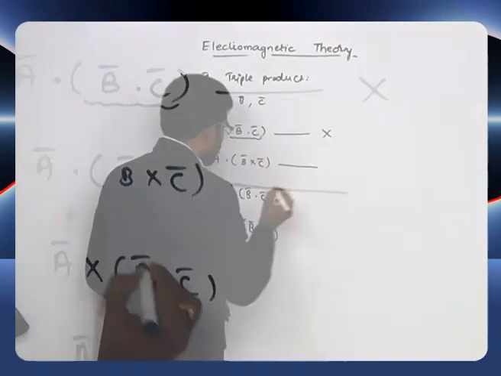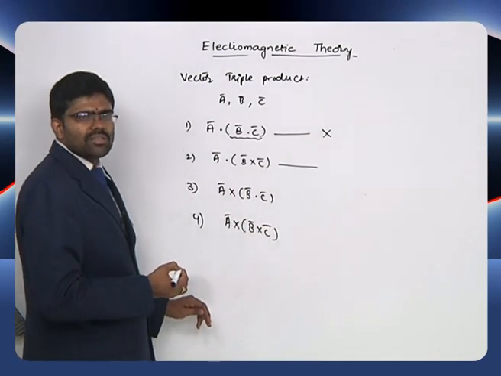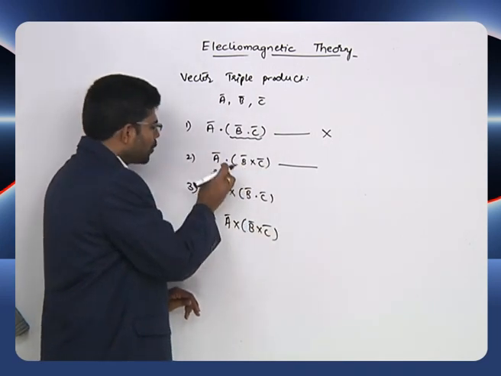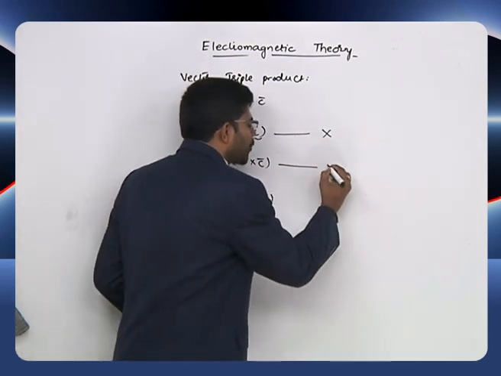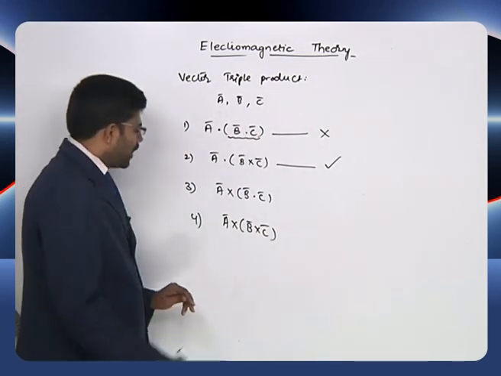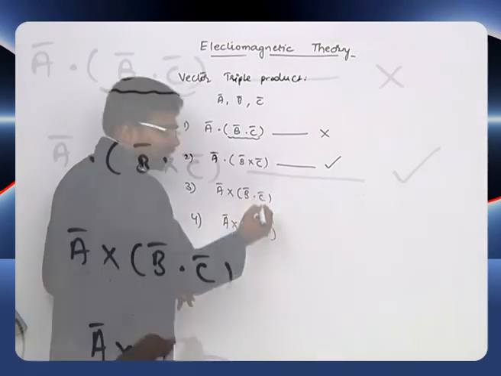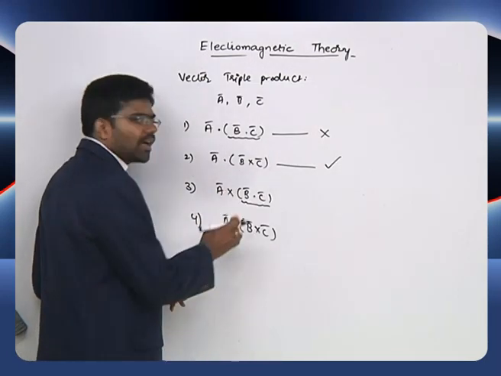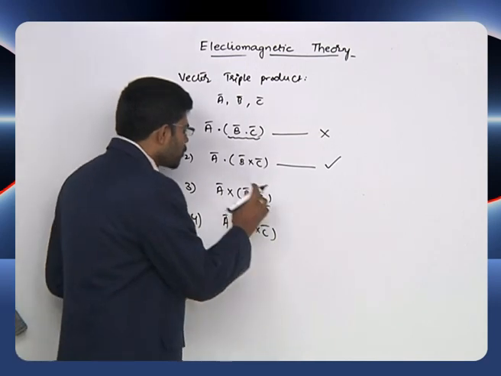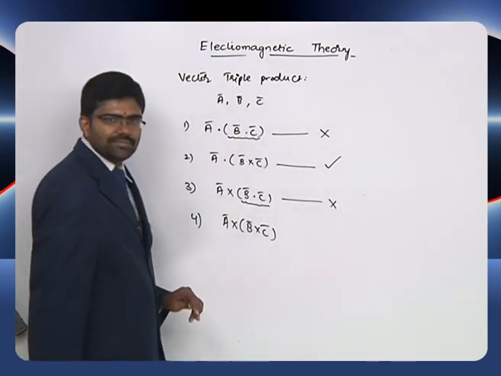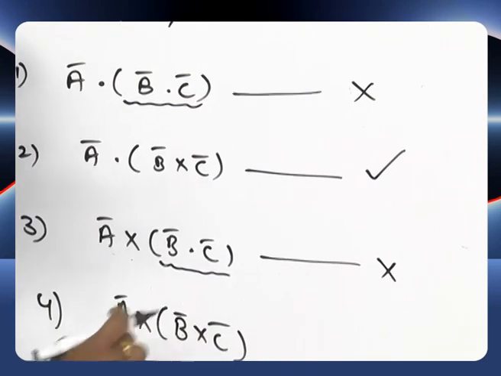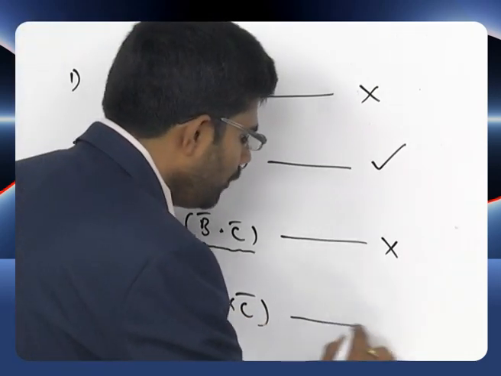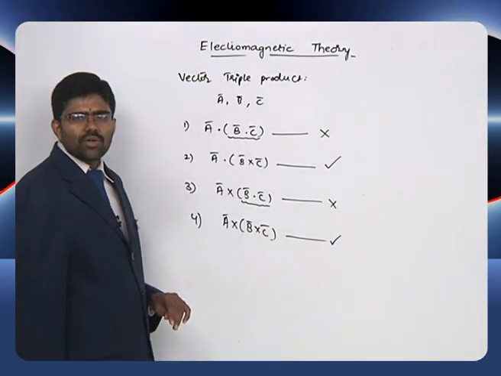The second one, a bar dot, b bar cross c bar. Always b bar cross c bar will give us a vector, right? So a vector is multiplied with another vector by dot product. Vector dot vector is defined. So this combination is possible. And a bar cross b bar dot c bar: once again this b bar dot c bar is a scalar. So the cross product between a vector and a scalar is not possible. Since it is not possible, this is not a valid combination. And the final one, a bar cross, b bar cross c bar. This b bar cross c bar is a vector, and a vector crossed with another vector is also a suitable, correct combination that we need to consider.